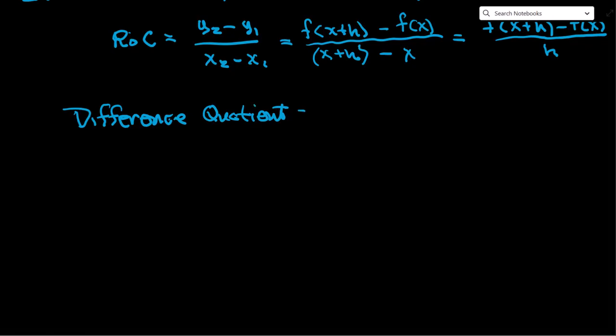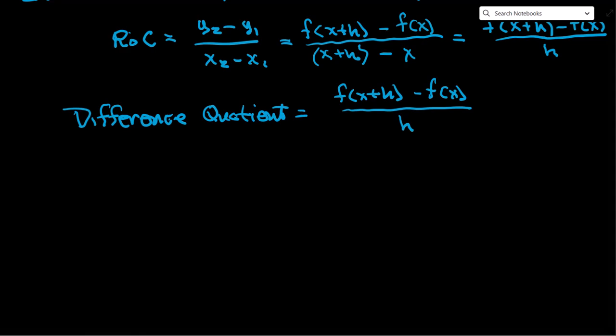Okay. The difference quotient is f of x plus h minus f of x. Notice we're subtracting, that's a difference. And then we're dividing by h. Division is a quotient, subtraction is a difference. Hence, this thing is called a difference quotient.